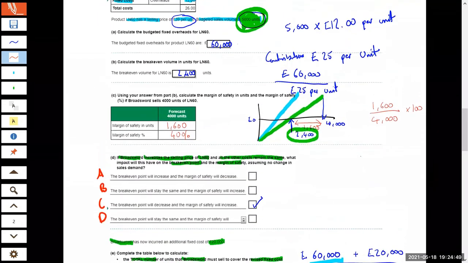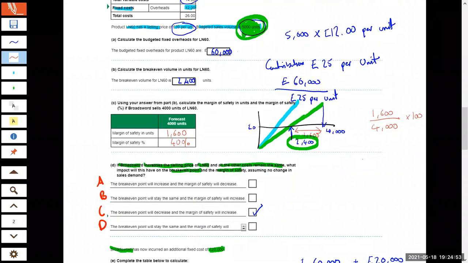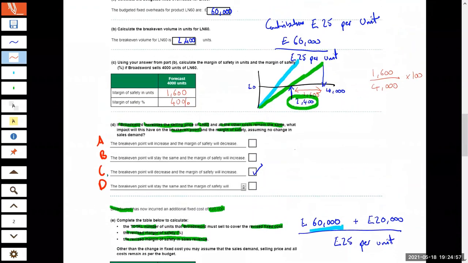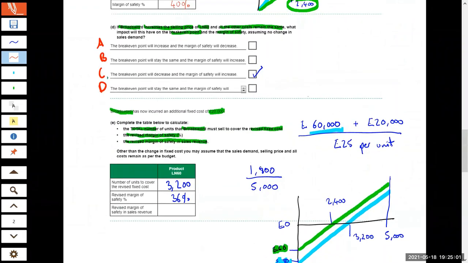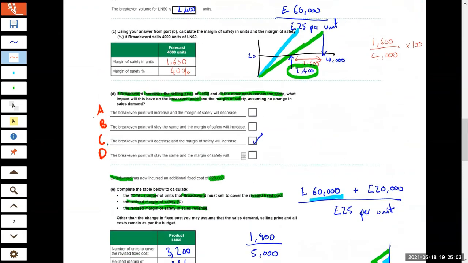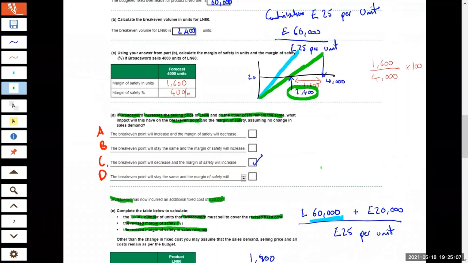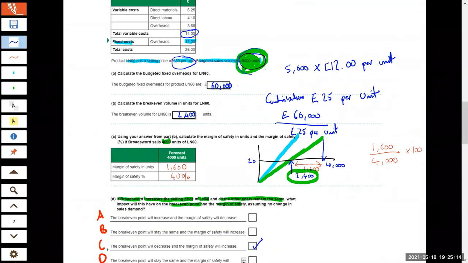is it 4,000? Ah, sorry, this is if it was producing 4,000 units. So now it's producing 5,000 units. In this example, they actually changed it to producing 4,000 units, but in reality, they're producing 5,000 units.